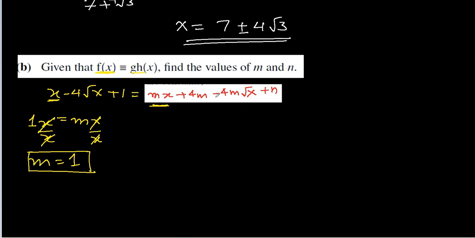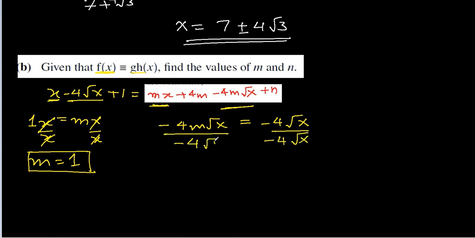Now let's compare the square root x part. Minus 4m square root x, which is this here, will be equal to minus 4 square root x. And if we divide both sides by minus 4 square root x, this cancels with this, they cancel. m equal to 1 again. So there was no use by focusing on this. So let's go to the third part, which may give us an answer.